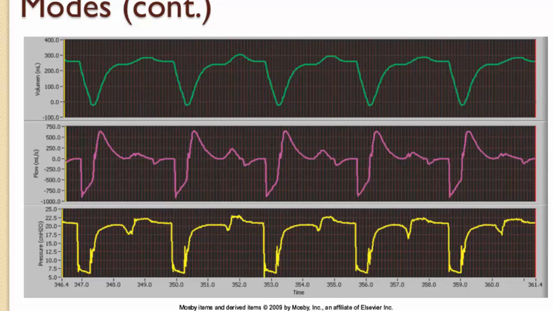Here's a graphic of APRV. Here's the high CPAP setting, the low CPAP setting, the high time, and the low time.